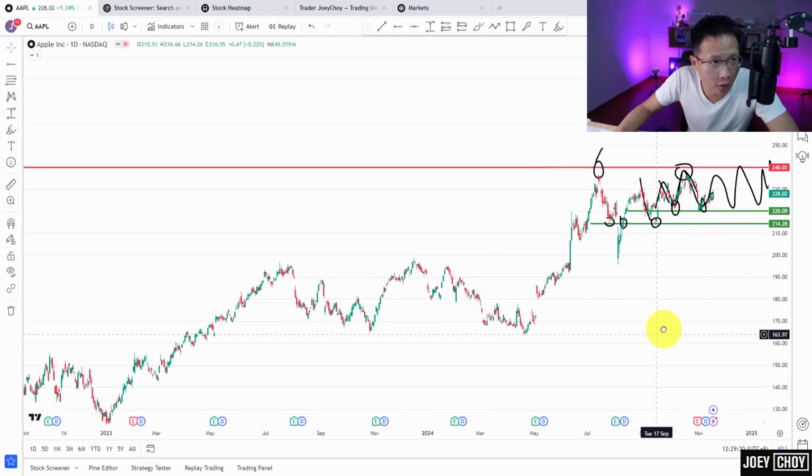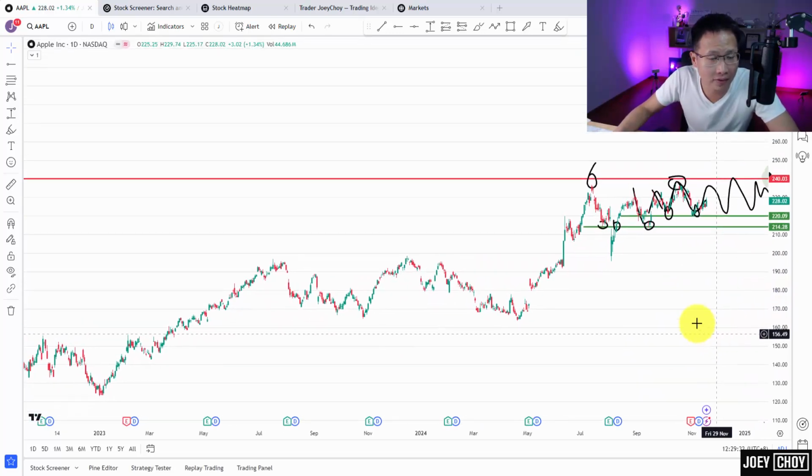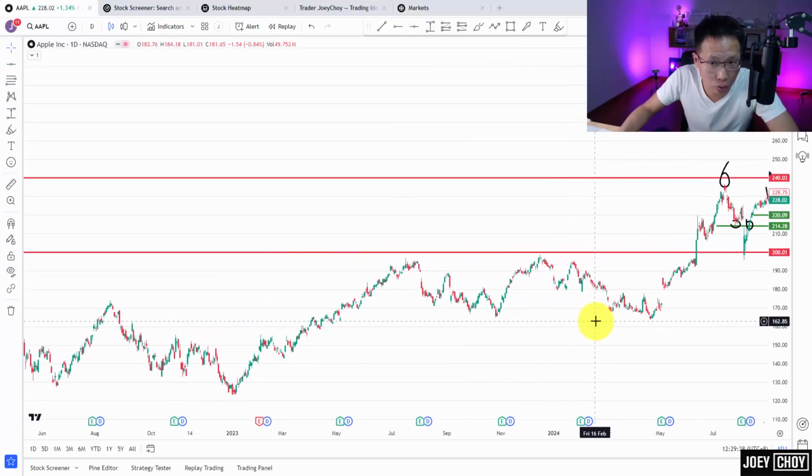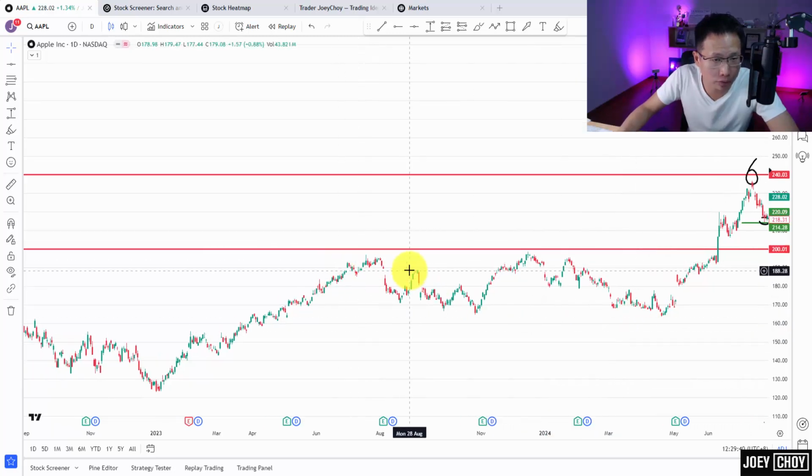And take note that for Apple, we also have a very key level. Let me just draw it for you right over here. That would be that 200. You can see right over here, 200. In fact, for most of 2023, we were actually below this 200 resistance level.